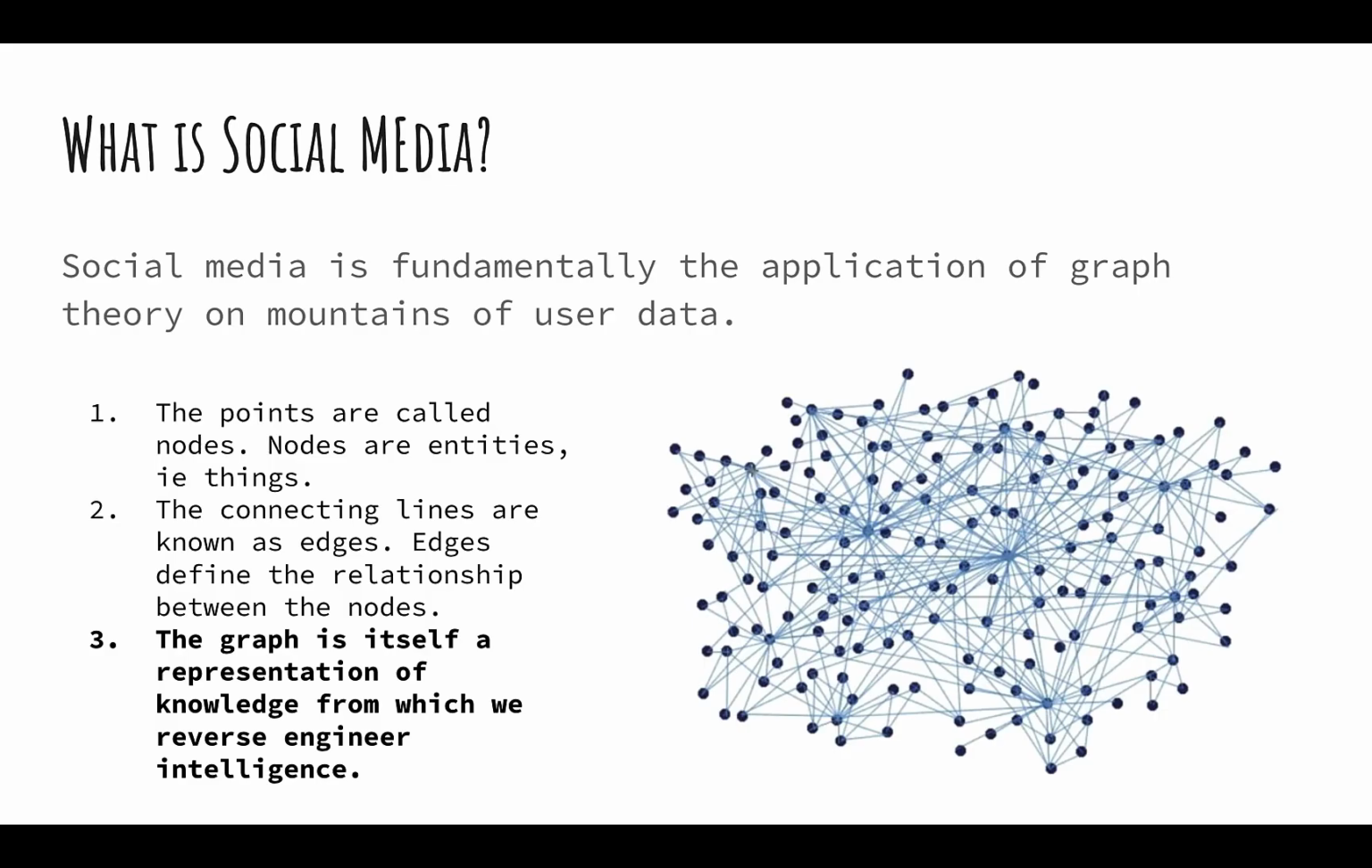And this all revolves around social media. If you've watched The Social Dilemma, you'll have a pretty good primer for what I'm going to talk about. But let's first take a step back and really understand what social media is, right? It's fundamentally the application of graph theory on huge amounts of user data. And this is a graph. This is a modeled graph basically.